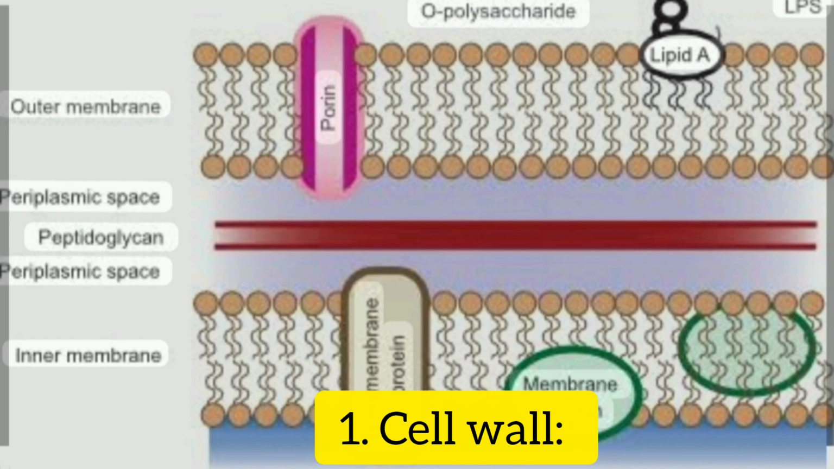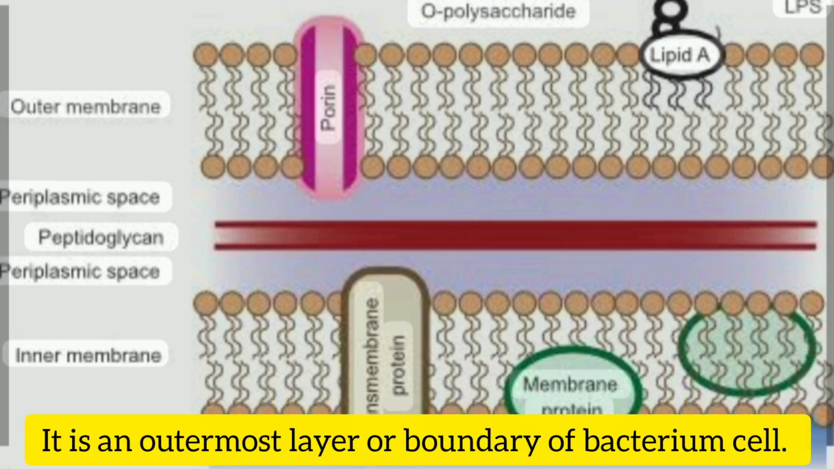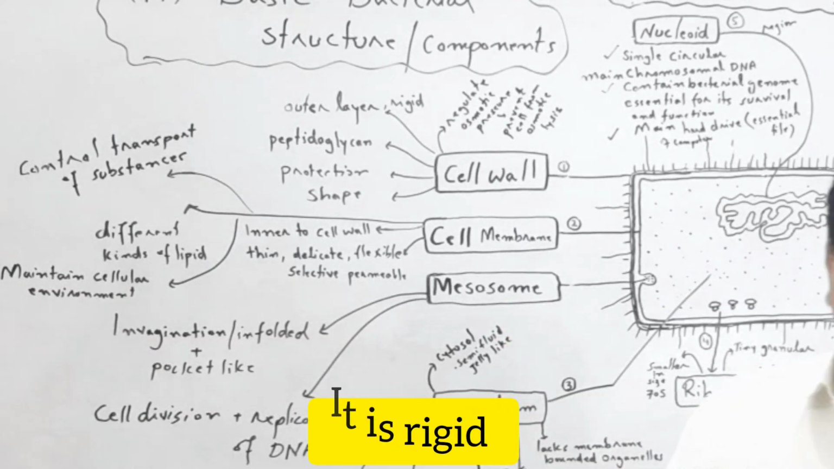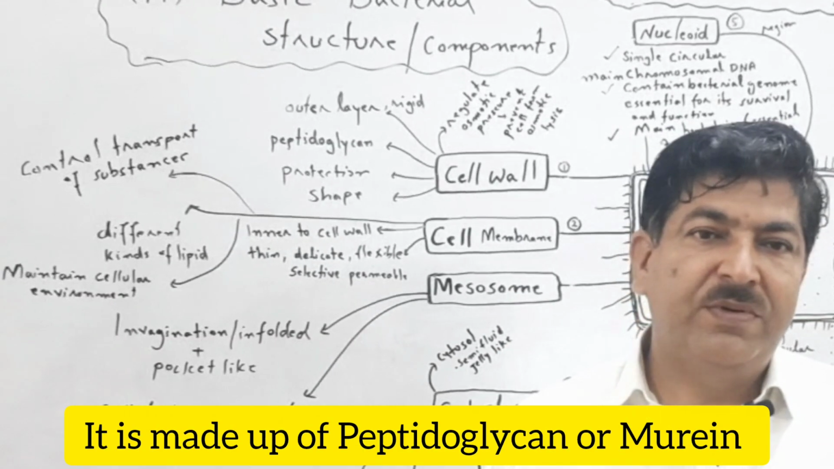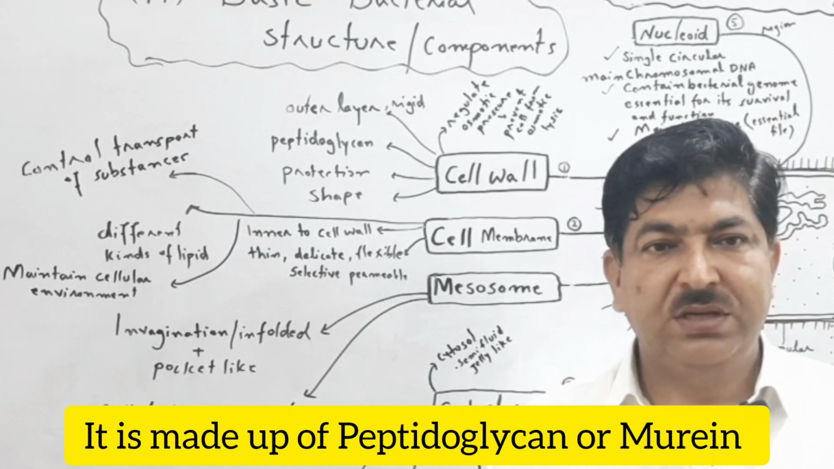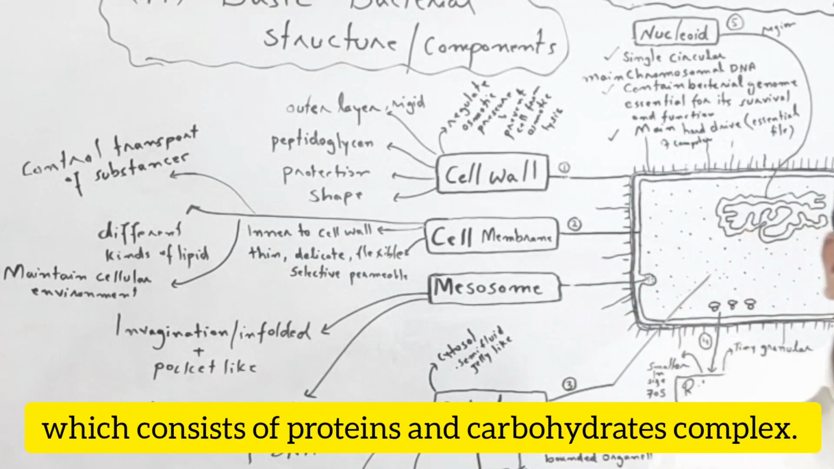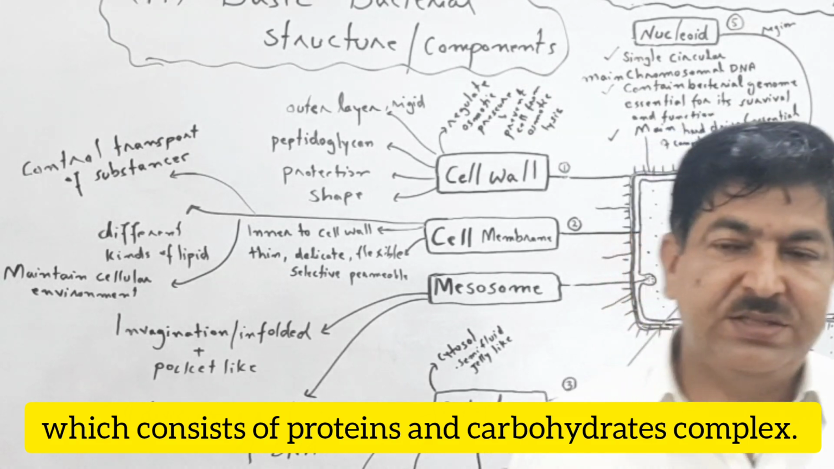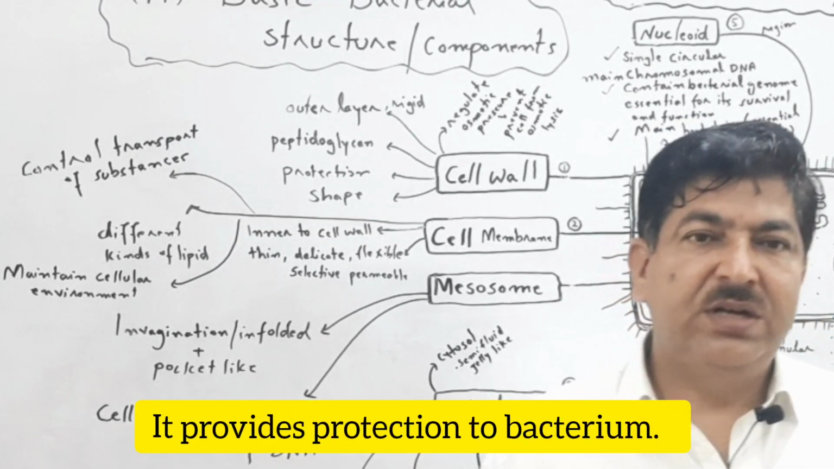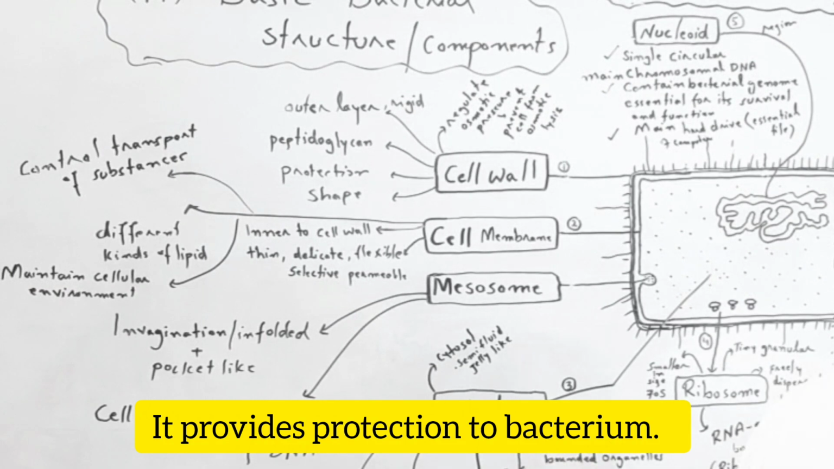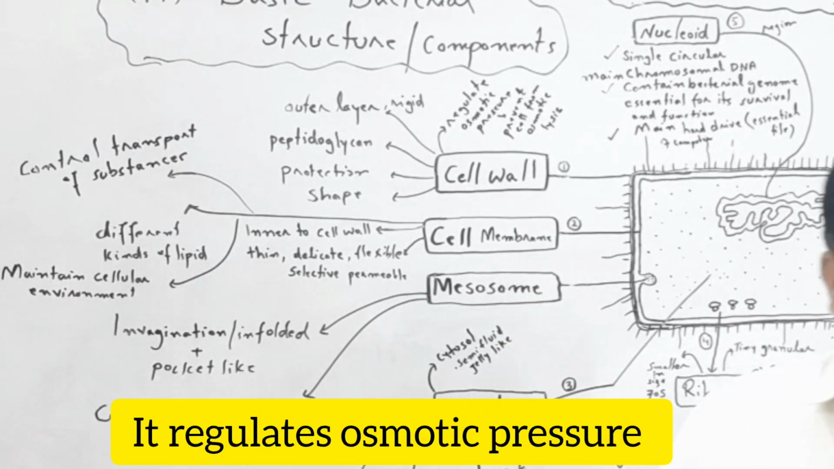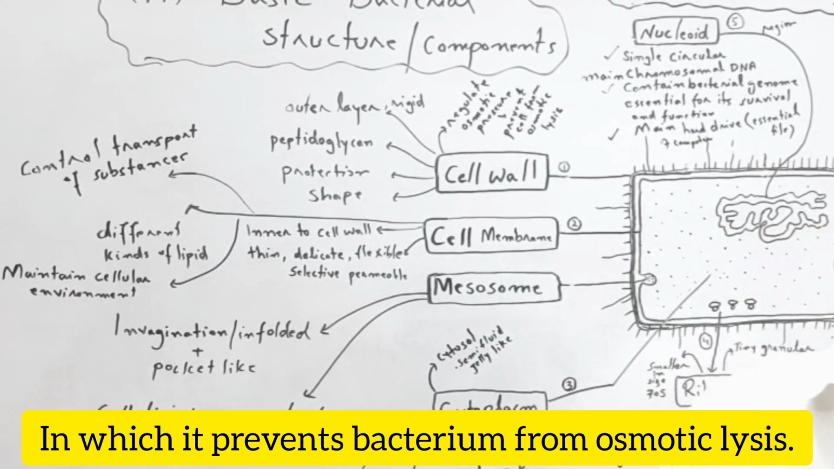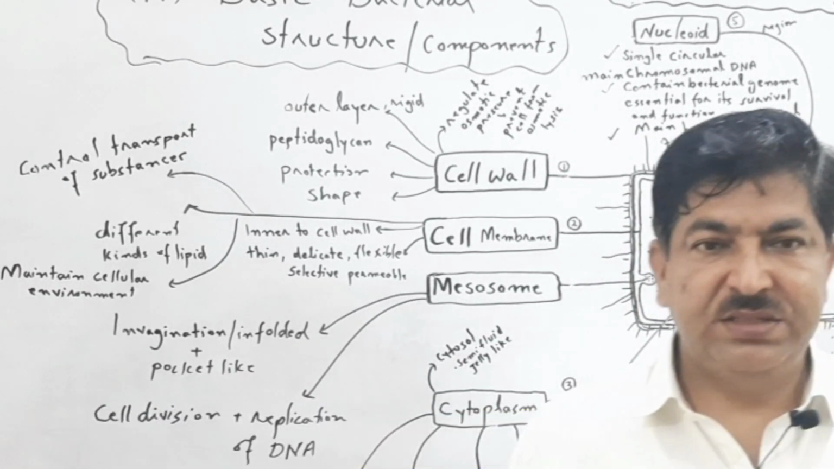Cell wall: it is the outermost layer or boundary of the bacterial cell. It is rigid. It is made of peptidoglycan, that is murein, which consists of a protein and carbohydrate complex. It maintains the shape. It provides protection to the bacterium. It regulates osmotic pressure, in which it prevents the bacterium from osmotic lysis.